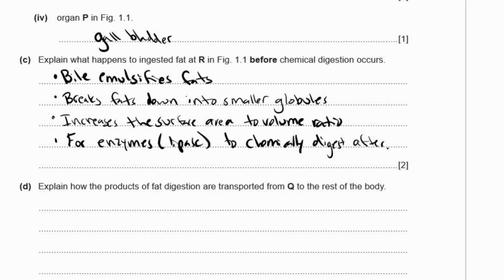So the complete answer: bile emulsifies fats. This means it breaks fats down into smaller globules. It increases the surface area to volume ratio for enzymes, lipase, to chemically digest afterwards, because this is talking about before chemical digestion occurs. That's 4 points. You probably don't need all of them. However, they're pretty much all important for discussing what happens with bile.